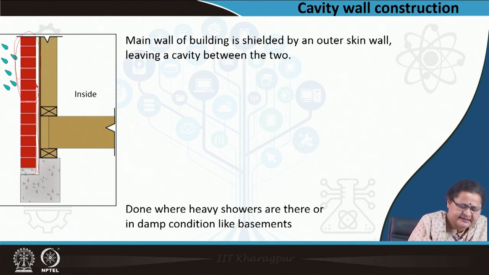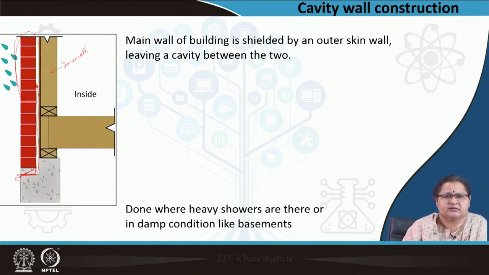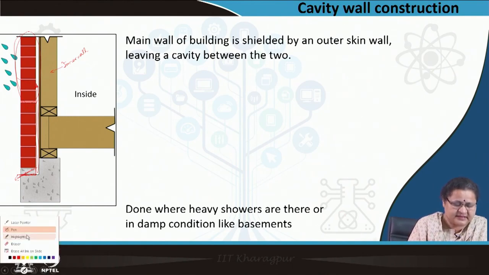And at the end you will see there is a hole, there is a gap through which this moisture can actually escape. So, it does not affect the inner wall. So, this is the inner wall which remains unaffected although the building is experiencing a lot of water or moist condition. So, continuous heavy showers are there, particularly again in damp conditions like basements, you can actually plan for such walls.